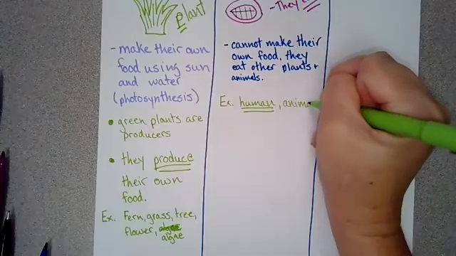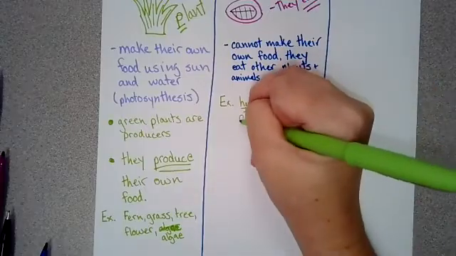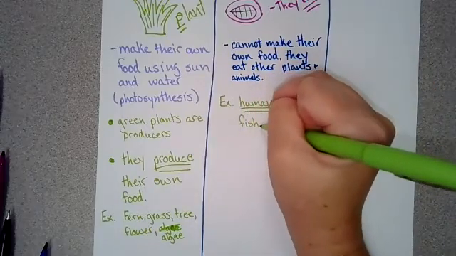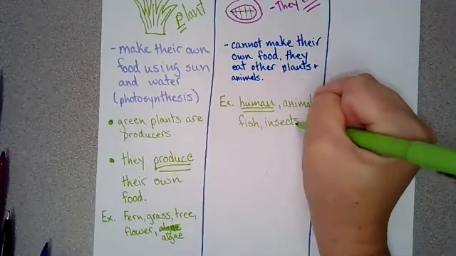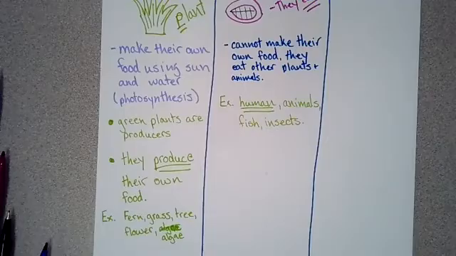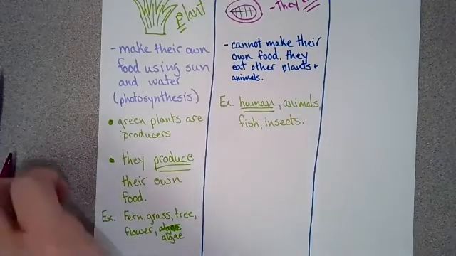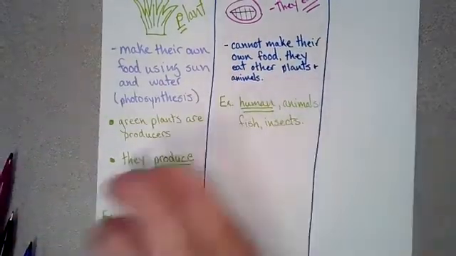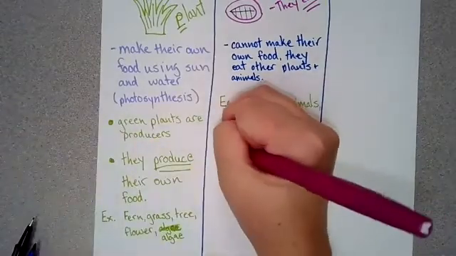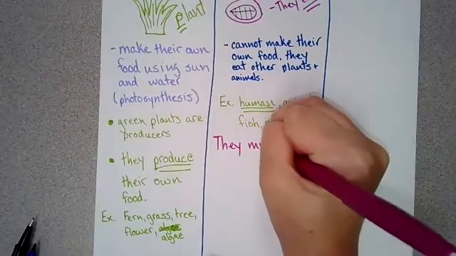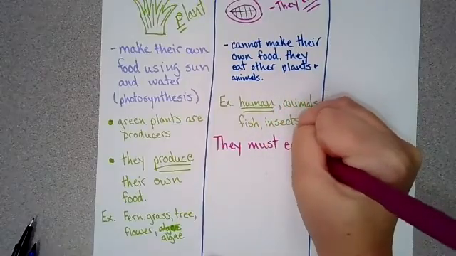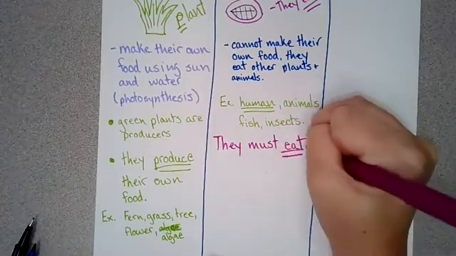Animals, fish, insects, all of these are consumers. They have to eat. They must eat or consume food.